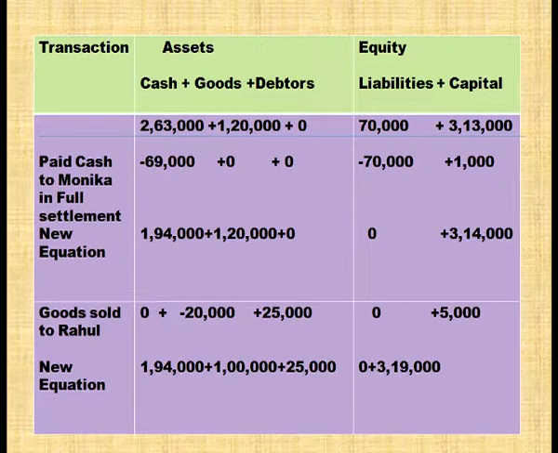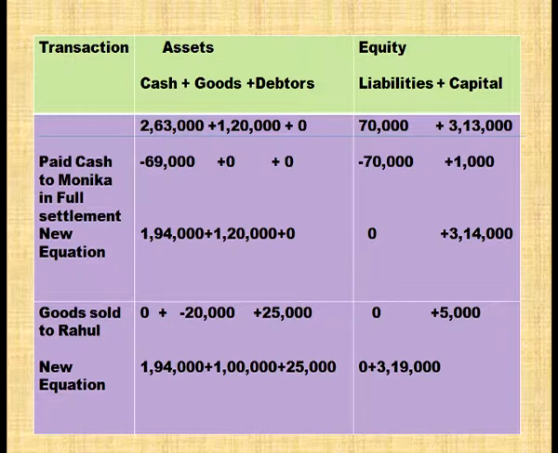In the cash column, deduct 69,000. Liability is fully settled, so minus 70,000. The whole liability will come to 0 after this because it is settled. There is a profit arising because we have not paid 1,000. So capital is increased. In the capital column, add 1,000. 70,000 minus 69,000 is 1,000, and that is added with the capital.